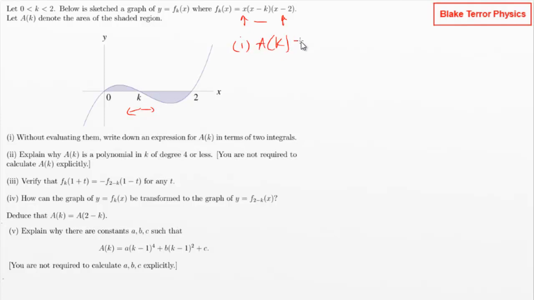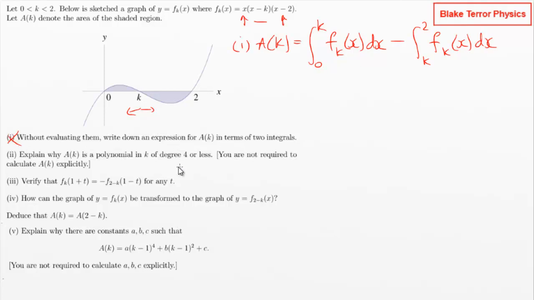A of k then is going to be the integral from 0 to k of f subscript k of x dx. And then we want to add on this region, and this region is going to be negative, so we're going to want to take off the next integral from k to 2 of f subscript k of x dx.